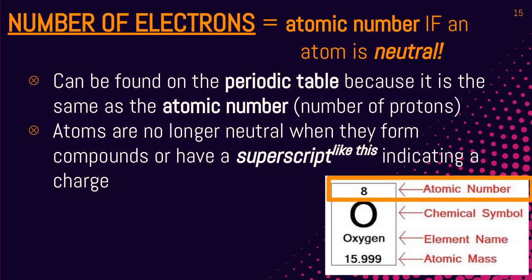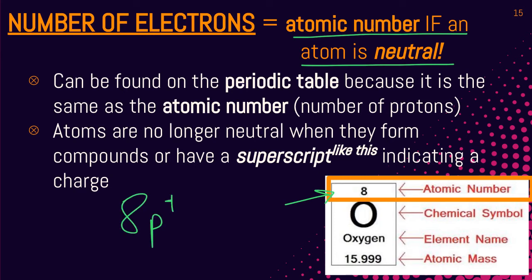The number of electrons, in this case, is the atomic number if an atom is neutral. So we know, based on our CERs last week, that atoms overall tend to be neutral. So if we have a neutral atom, we know that if it has 8 protons, like in this oxygen, then it would also have 8 electrons because it needs to balance out.